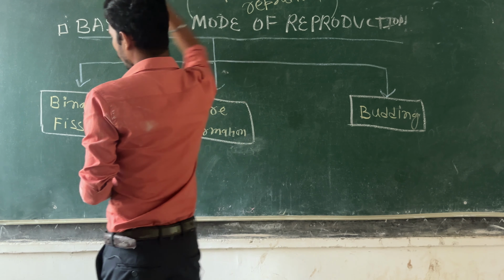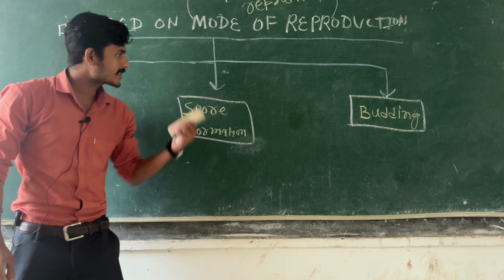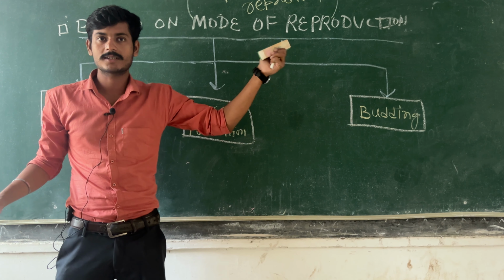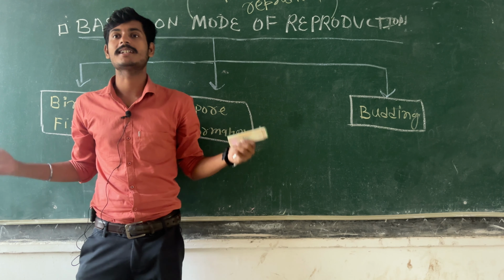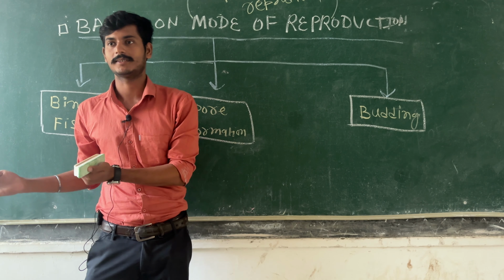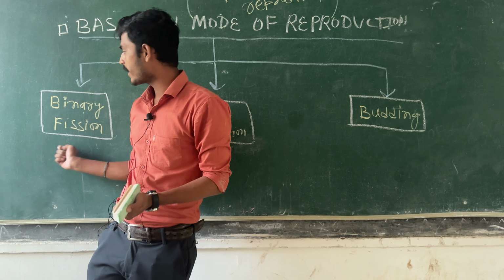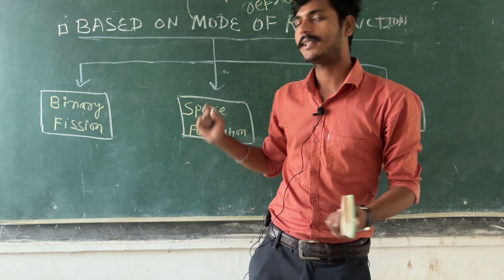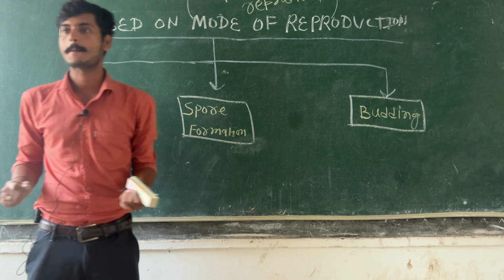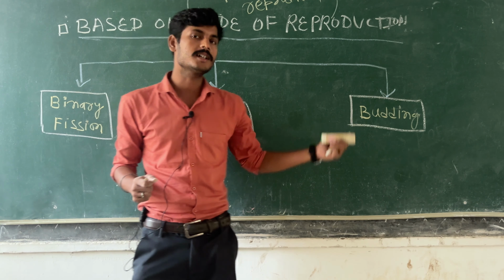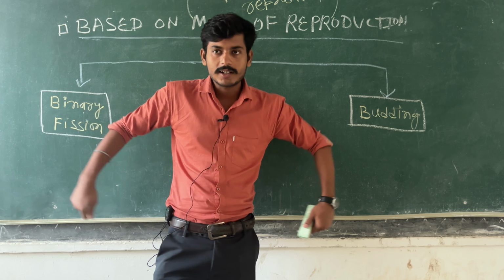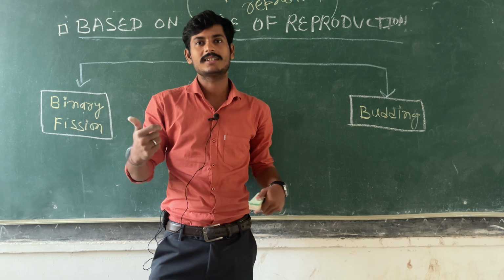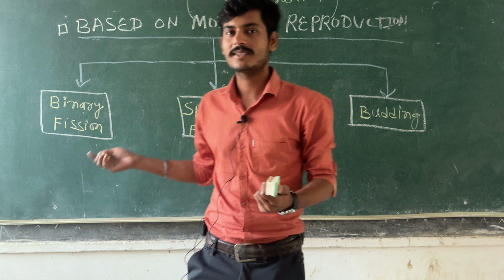So in today's class, we are going to discuss asexual reproduction only. But this asexual reproduction, as I said, is performed by bacteria in different styles and patterns. The first pattern is binary fission. The second pattern is spore formation. The third one is budding. Does anyone have an idea what these are? Slight idea? What is binary fission?